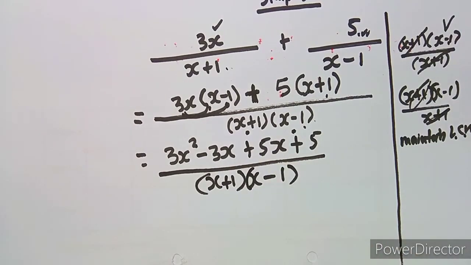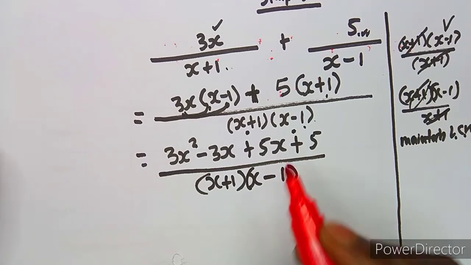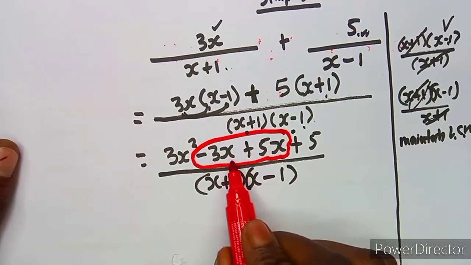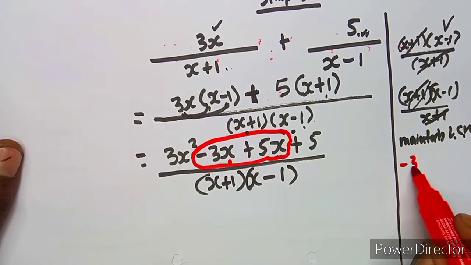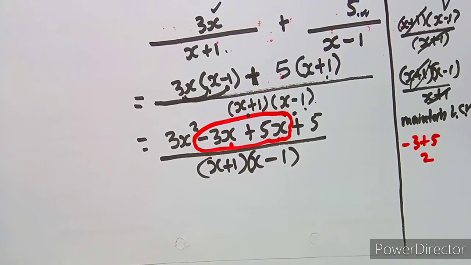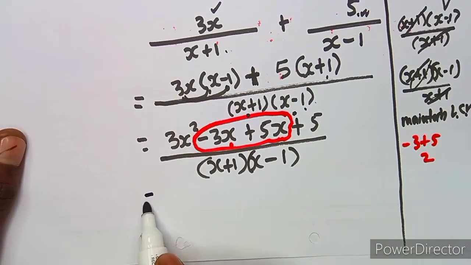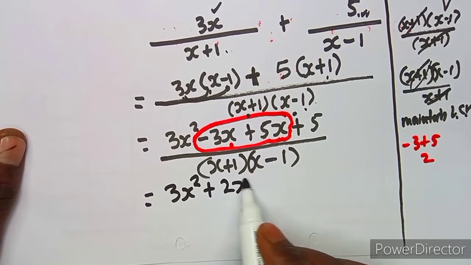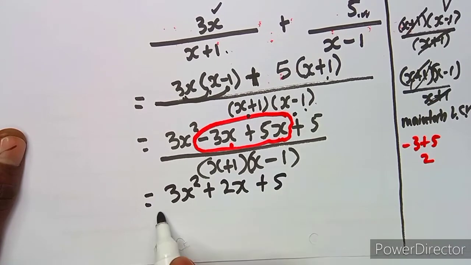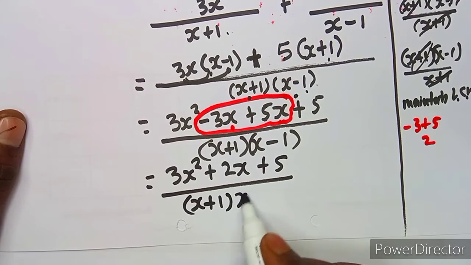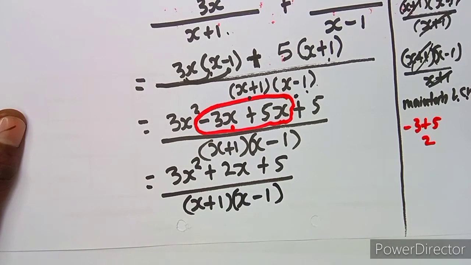Don't expand the LCD. We have got like terms here, in this middle term. This is x, this is x. So it's minus 3 plus 5, which is 2, but there is x, so it's going to be 2x. So this is what you're going to remain with: 3x squared plus 2x plus 5, everything over, don't forget your LCD, x plus 1 into x minus 1, and don't expand the LCD.